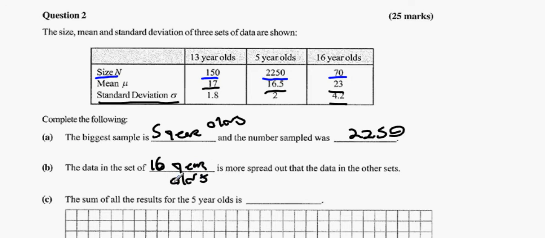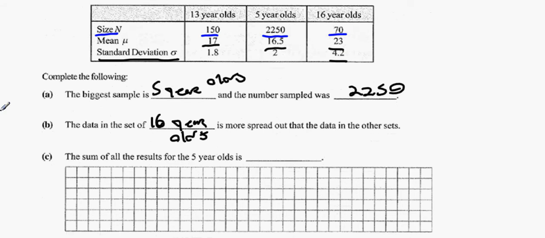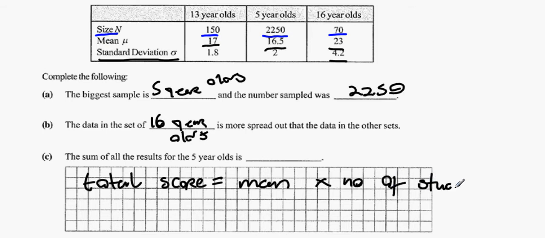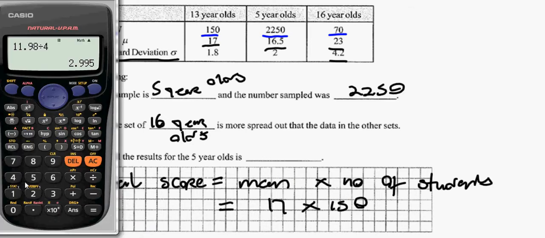The sum of all the results for the 13-year-olds is, now what the sum means is the total. Okay, so the total results, the total score. And the total score equals the mean multiplied by the number of students. So if each student averages 17 and there were 150 students, this means the total score was 17 multiplied by 150. And that's going to be 2,550.